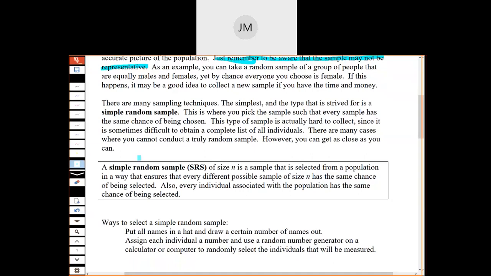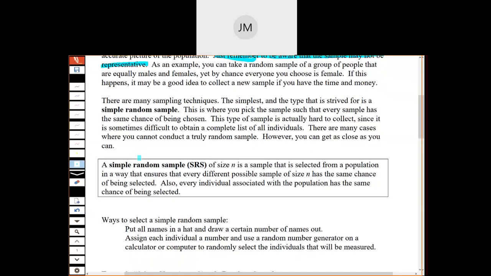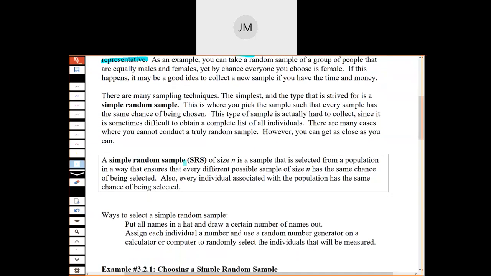If I wanted to survey students at Harper, though, I do have a list of everyone who's a student at Harper. Well, I mean, I don't have it, but it exists somewhere. And you could go to that list and randomly pick off of that list, and that would give you a simple random sample. So let's look at what a simple random sample is.